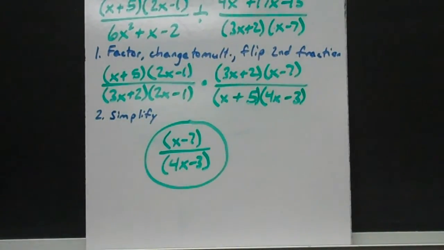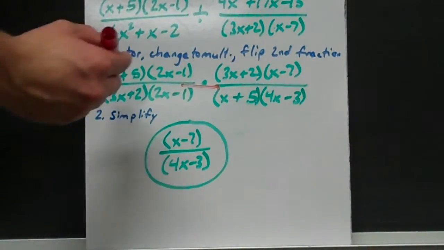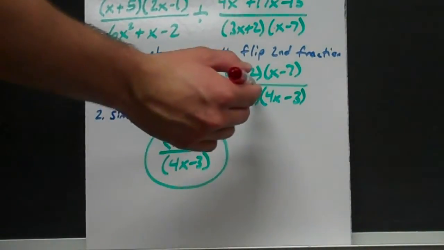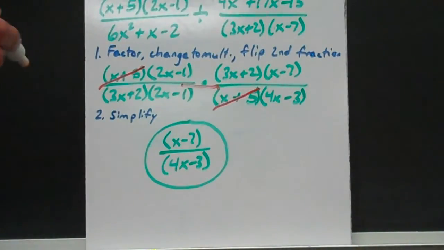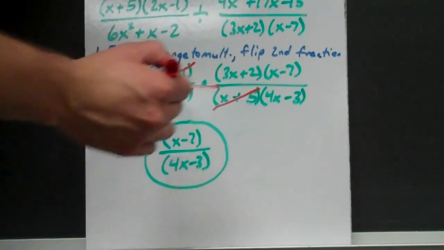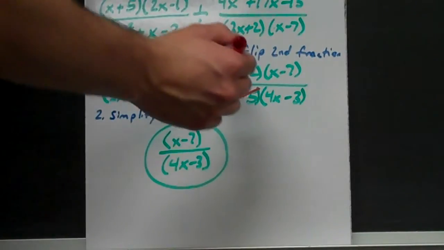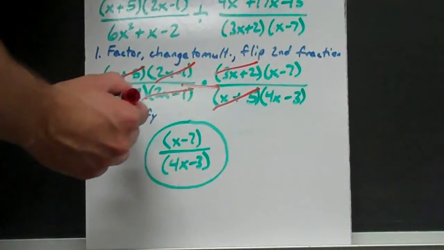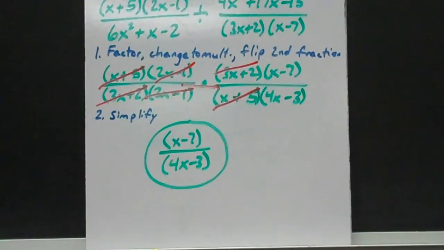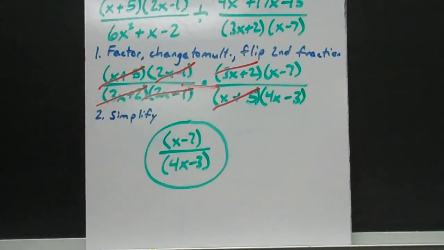Now it's a multiplication problem just like we've seen before. We can make it one fraction. We have an x plus 5 on top and an x plus 5 on the bottom. We can get rid of those. We have a 2x minus 1 on top and a 2x minus 1 on the bottom. We can get rid of those. We have a 3x plus 2 on top and a 3x plus 2 on the bottom. We can get rid of those. Which leaves us with an x minus 7 on top and a 4x minus 3 on the bottom, and that is our answer.